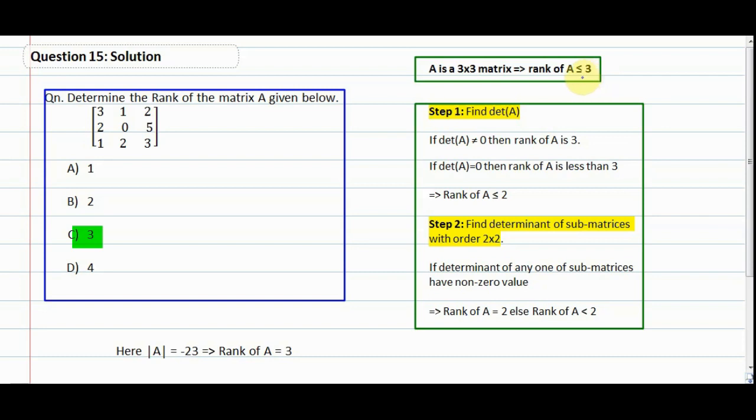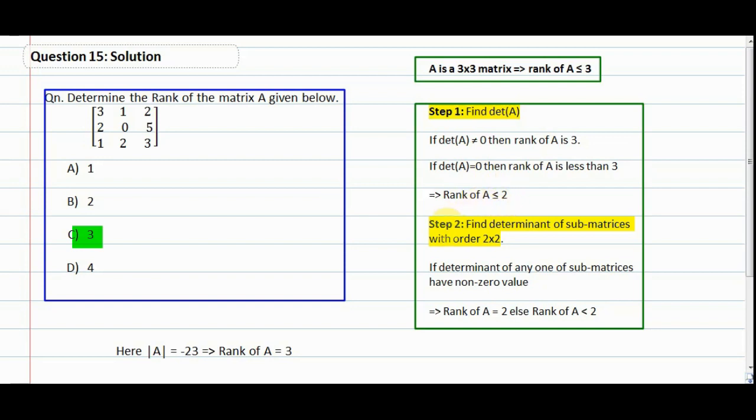Now to find out the rank, the first step is to calculate the determinant of the given matrix. If the determinant of the given matrix is not 0, then the rank of A is 3. So here the order is 3, therefore if the determinant is non-zero, then the rank of A is 3 itself. Now if the determinant of the given matrix is 0, then the rank of A will be less than 3. That is, it will be less than the order of the matrix. So in this case the order is 3, therefore if the determinant value is 0 for the given matrix, then the rank of A will be less than or equal to 2.